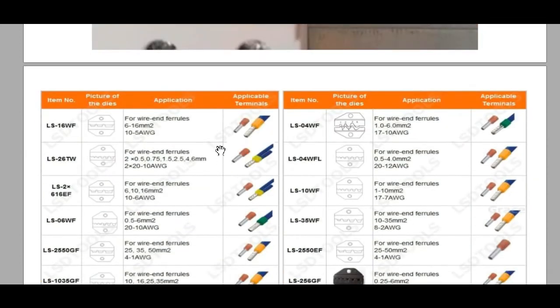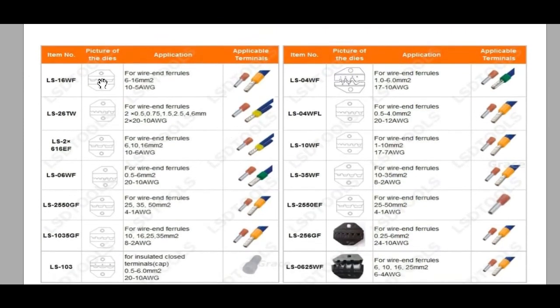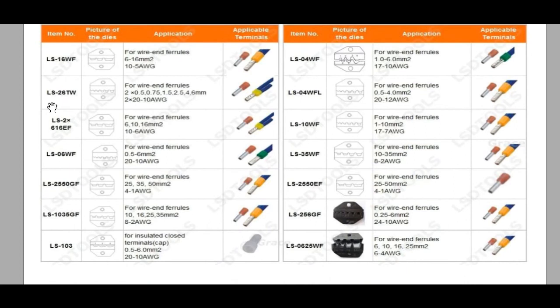So the bootlace ferrules, we have a lot of types of bootlace ferrules, and also we have pictures of the dies. We have a lot of types of the dies, and for each type, where you use it. For example, this is LS/16WF. This type of applicable terminal is used for wire and cable sizes 6 to 60 millimeter or 10 to 5 AWG. For example, this is LS26TW. This is the picture of the dies.